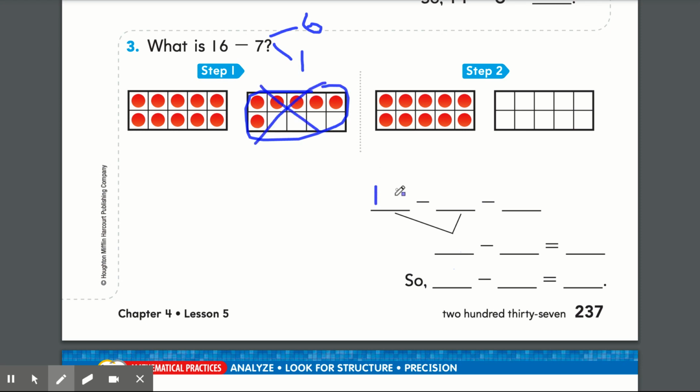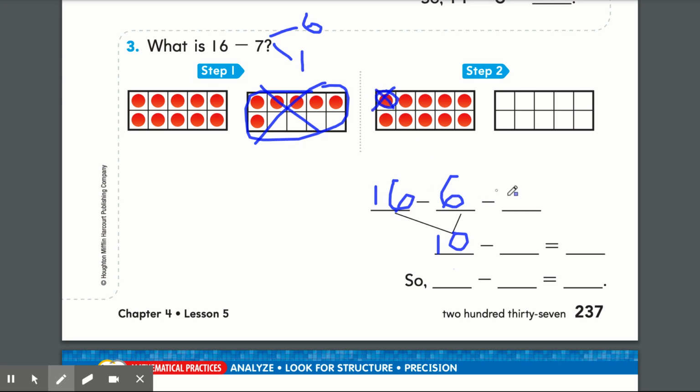So 16 minus 6 will give me 10. So now I have 10. But remember, my problem wasn't 16 minus 6. It was 16 minus 7. So I still need to take away one more counter over here.